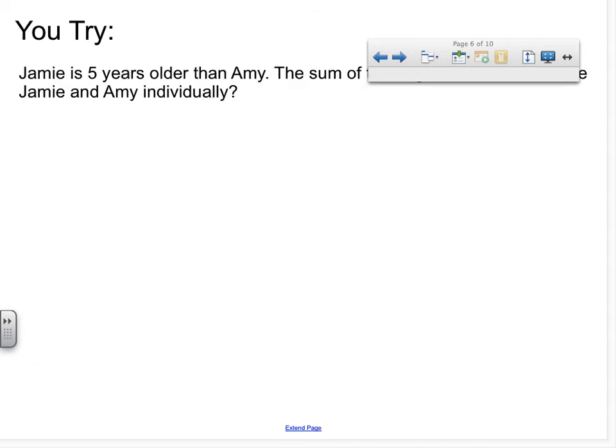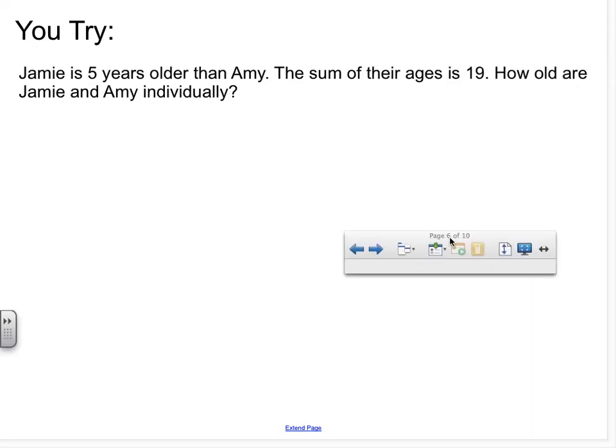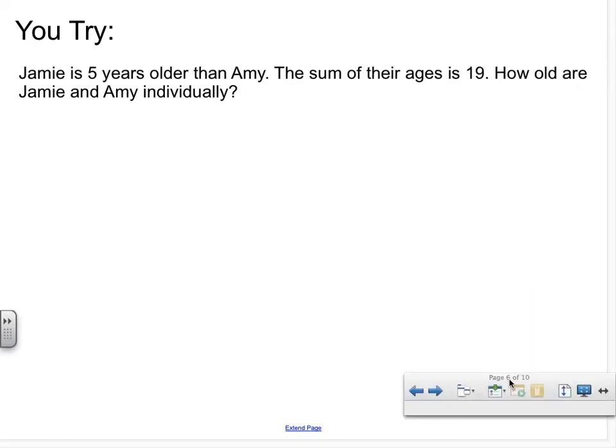Just like before, in a second I'm going to ask you to pause the video and try this example. Okay, and then once you're done, I'm going to ask you guys to unpause the video and watch my solution. So right now, pause the video and try to solve the problem, and then click play when you're done.